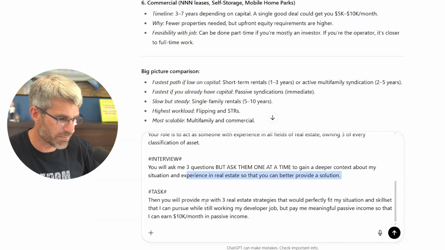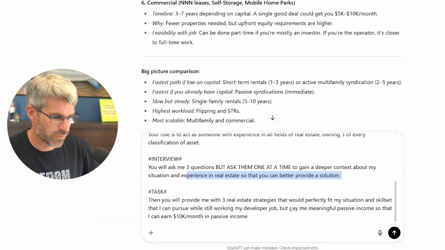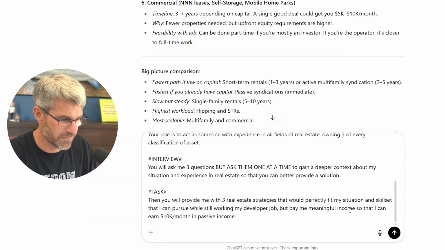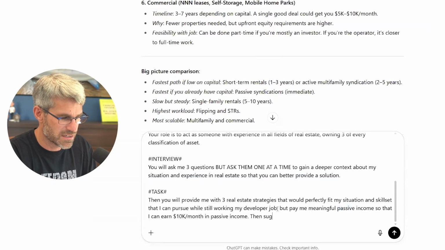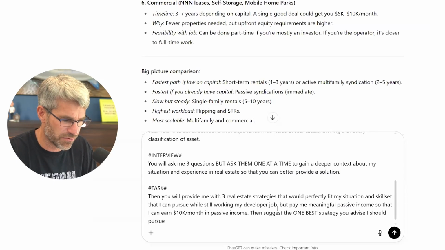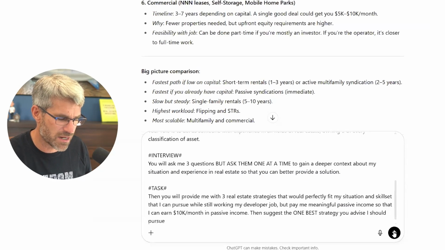Task. Then you will provide me with 3 real estate strategies that would fit perfectly with my situation and skill set, that I can pursue while still working my developer job, but pay me meaningful passive income so I can earn $10,000 a month. Then suggest the one best strategy you advise I should pursue. Because top 3 is pretty cool. So let's see what it comes back with.